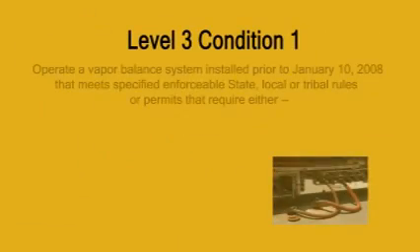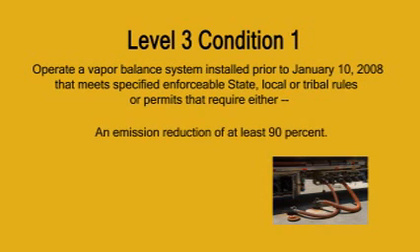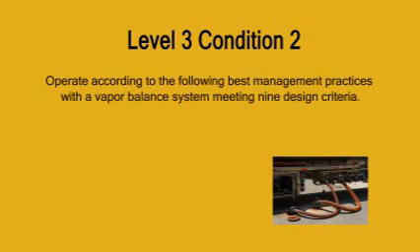Level 3 Condition 1. Operate a vapor balance system installed prior to January 10, 2008 that meets specified enforceable state, local, or tribal rules or permits that require an emission reduction of at least 90%. Or Level 3 Condition 2. Operate according to the following best management practices with a vapor balance system meeting 9 design criteria.